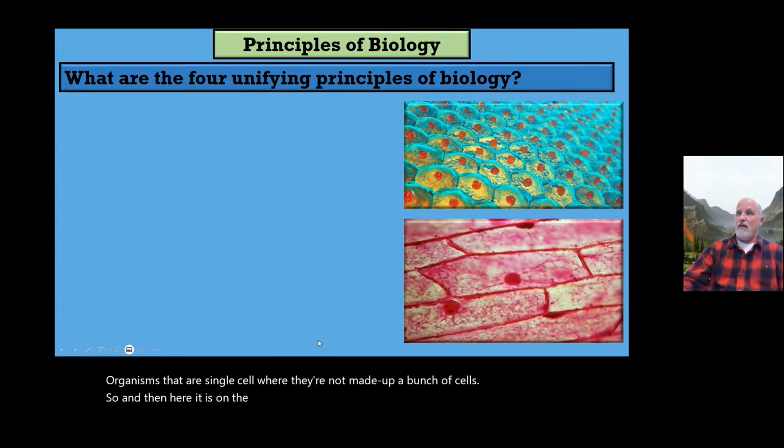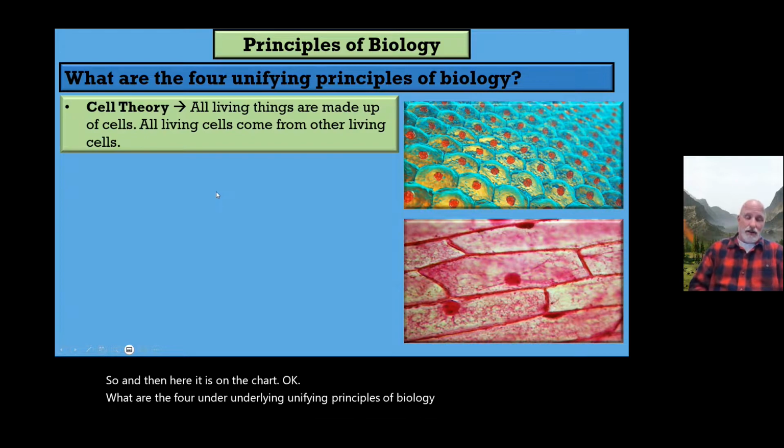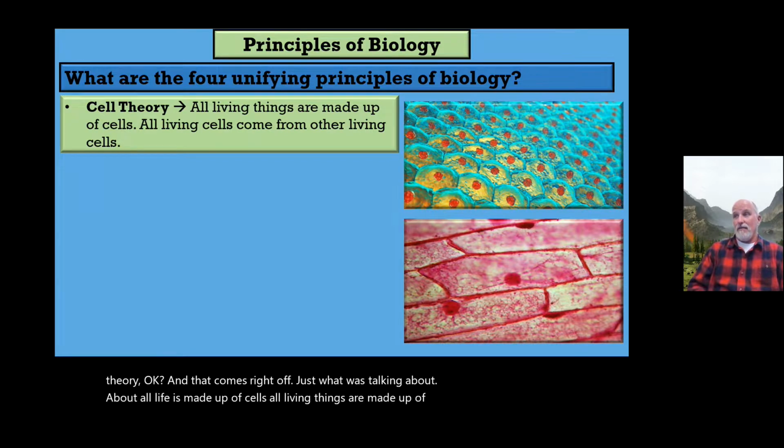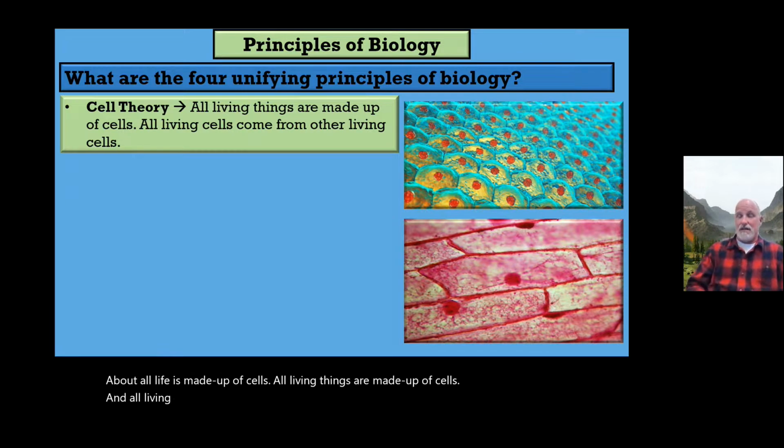Moving on. What are the four underlying unifying principles of biology? The first one is the cell theory, and that comes right off what we were just talking about. All life is made up of cells. All living things are made up of cells, and all living cells come from other living cells. That's really the cell theory.